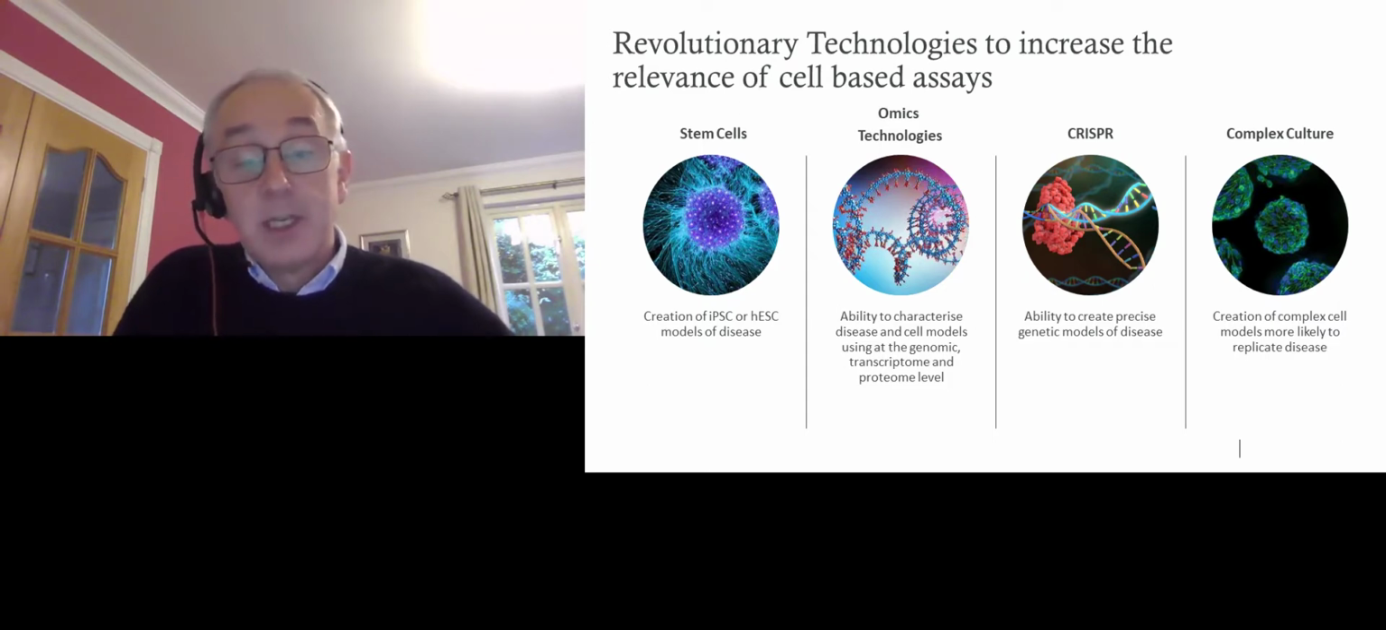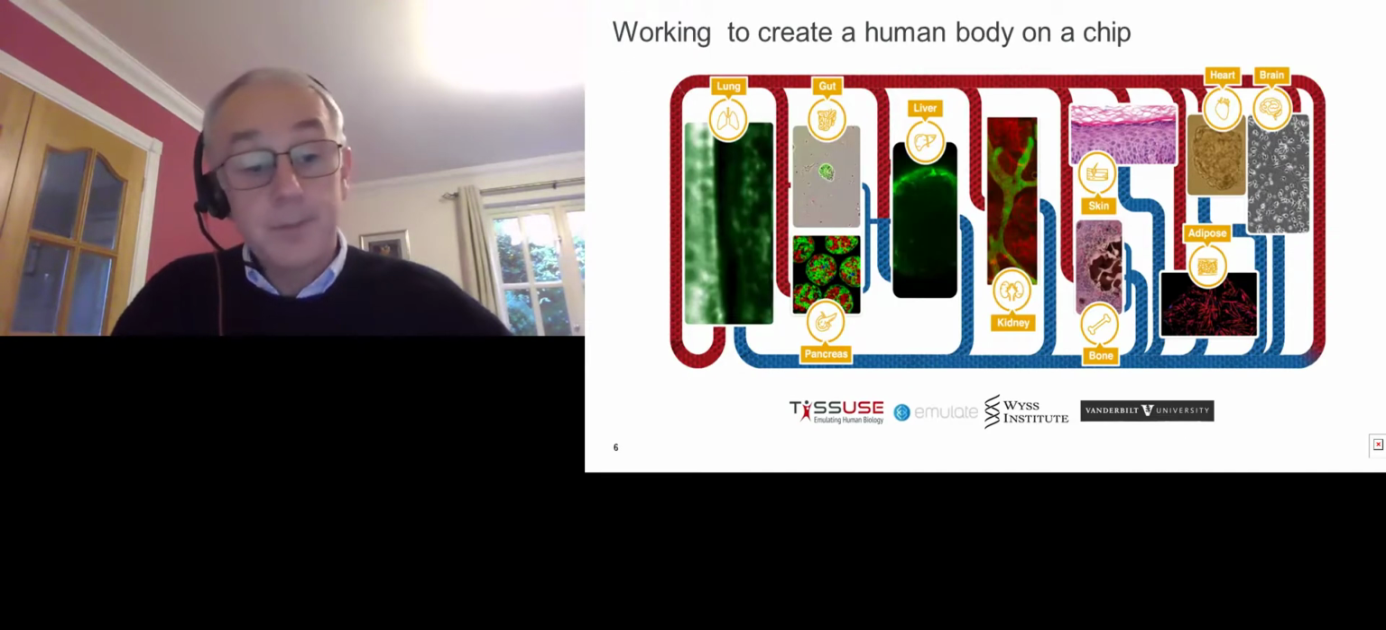And then bringing these technologies together, we now have the ability to create so-called complex cultures, and Jean touched on some of this. So co-cultures, organoids, 3D cultures, to create structures that better mirror disease. And the vision, of course, ultimately, is this going to work? Maybe this slide isn't going to work. Ultimately, the vision is to create a so-called human body on a chip.